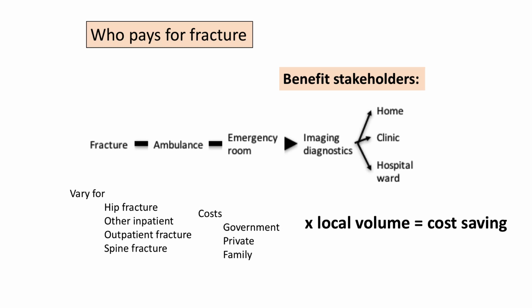So when we're looking at who pays for the fracture, really one needs to map out the fracture history pathway for the patient. From fracturing at home to attending the hospital emergency room to imaging diagnostics, and either they're discharged home, discharged to the clinic, or admitted to the hospital. And these costs will vary by fracture type and also by setting, whether it's government, private, or family. And one can times this by the total local volume, one can get towards the cost saving.